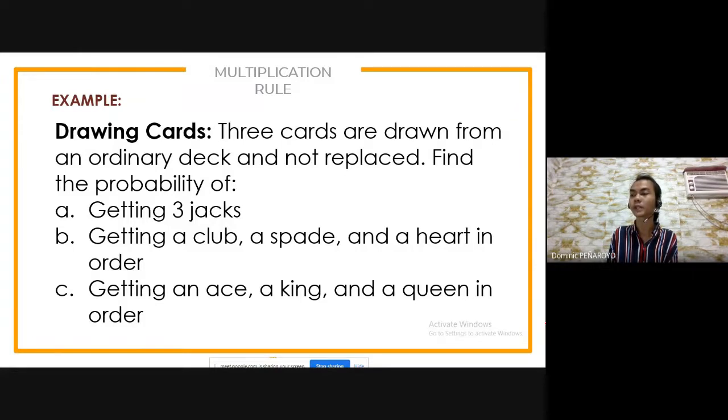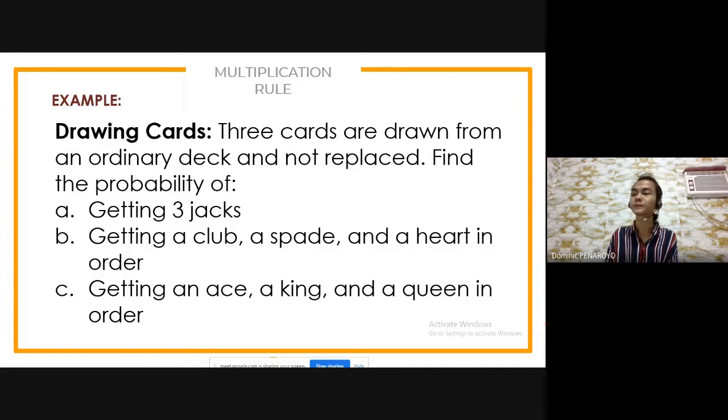Drawing cards: 3 cards are drawn from an ordinary deck and not replaced. Find the probability of first getting 3 jacks. Letter B, getting a club, a spade, and a heart in order. Getting an ace, a king, and a queen in order. So on this given example, we need to draw 3 cards, and according to our example, it is not replaced. That means you draw but you don't return it.